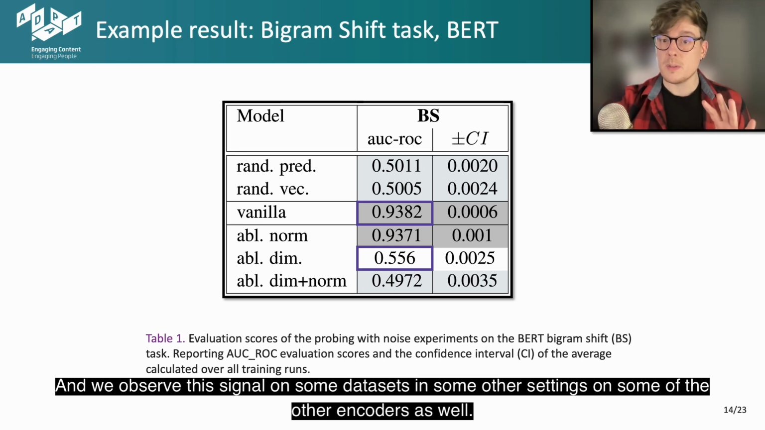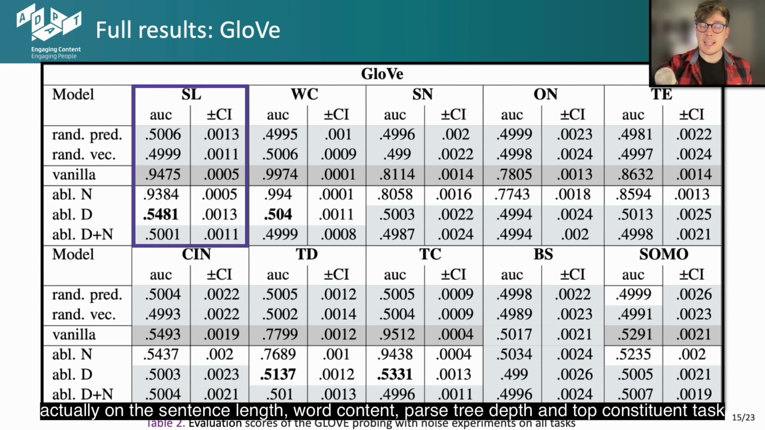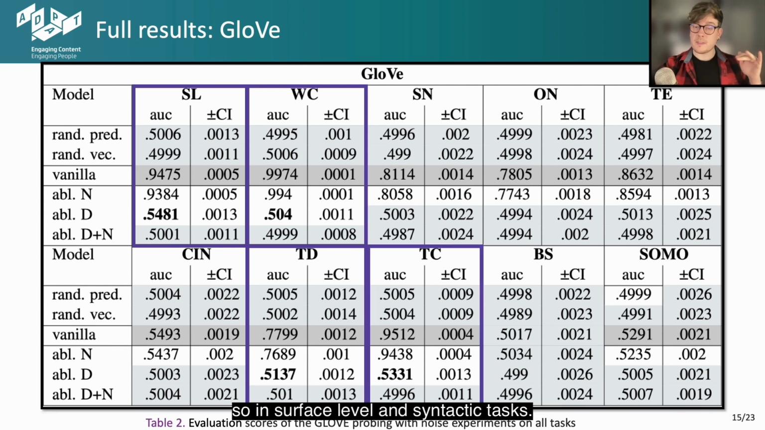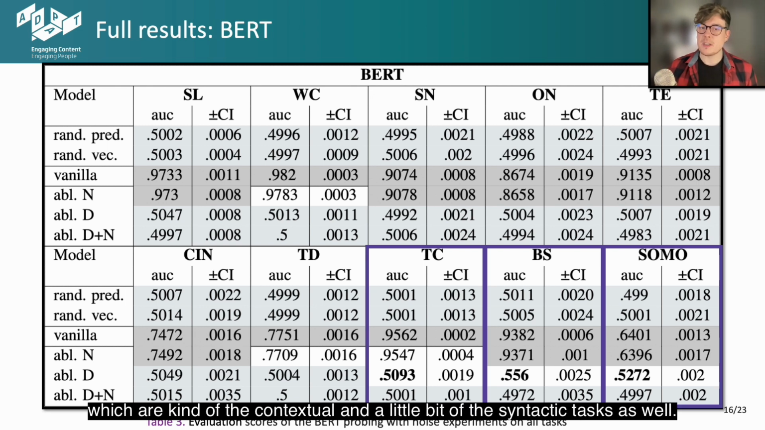And we observe this signal on some datasets in some other settings on some of the other encoders as well. So if we look at GloVe, we can see in our results that this result is replicated on the sentence length, word content, parse tree depth, and top constituent tasks, so surface level and syntactic tasks. Whereas in BERT, we see this in the Bigram Shift, odd man out, and top constituent tasks, which are the contextual and a little bit of syntactic tasks as well.